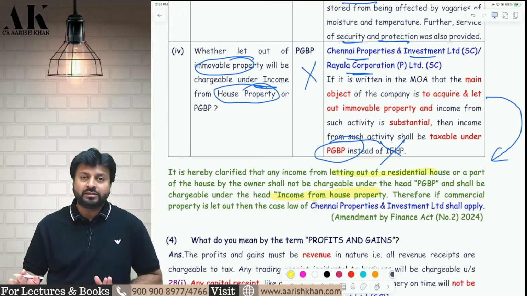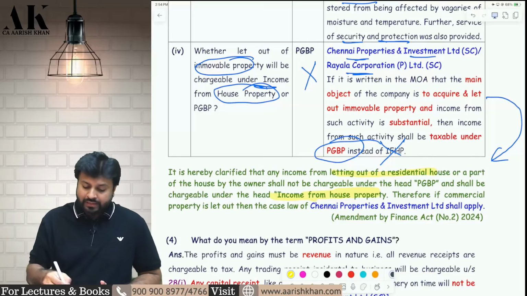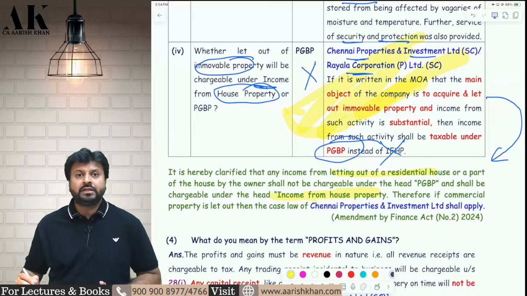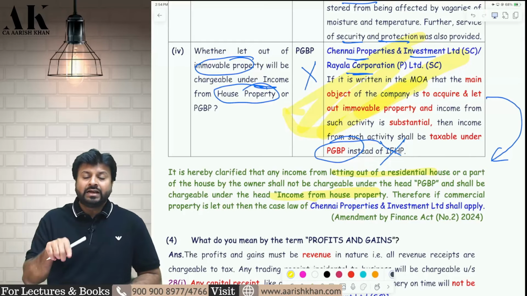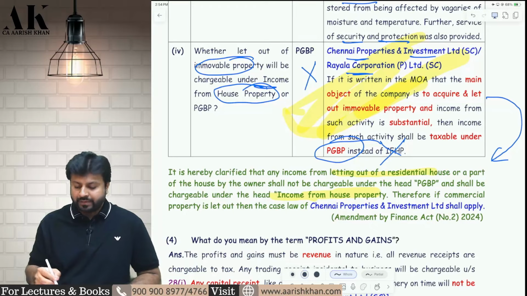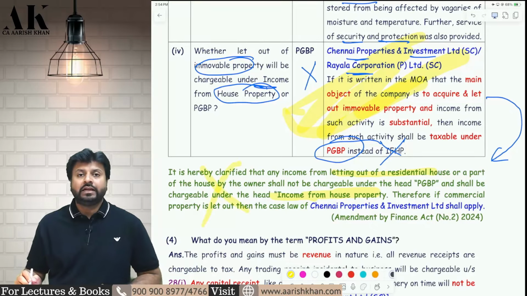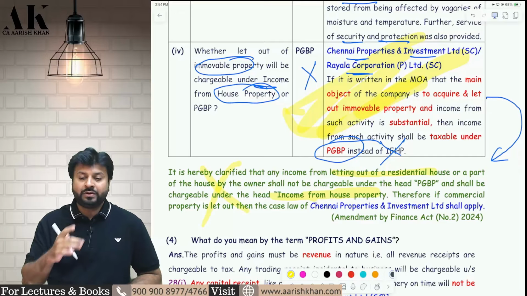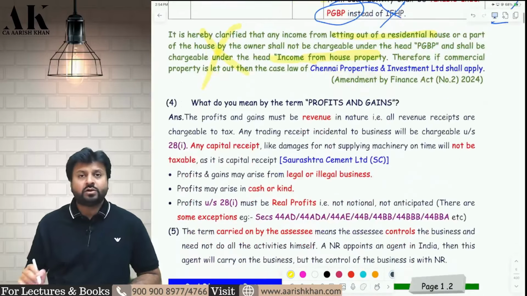Therefore, there are 2 points which you have to keep in your mind. If you let out a commercial property, then you can apply this case law of Chennai Properties and Investment Limited. But if you let out a residential property, then there is no option now from Finance Act 2024; it will always go under income from house property. I hope it is clear to all of you. Okay, let's go ahead with the next point.